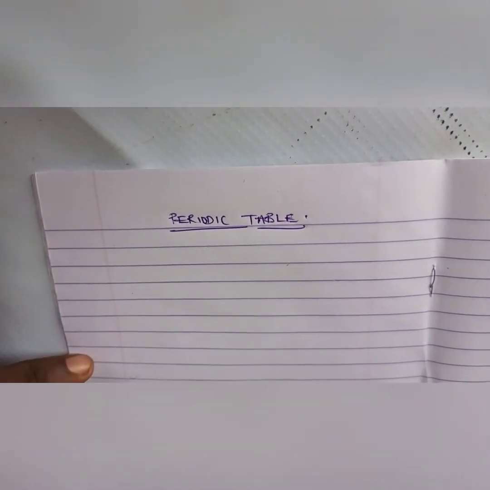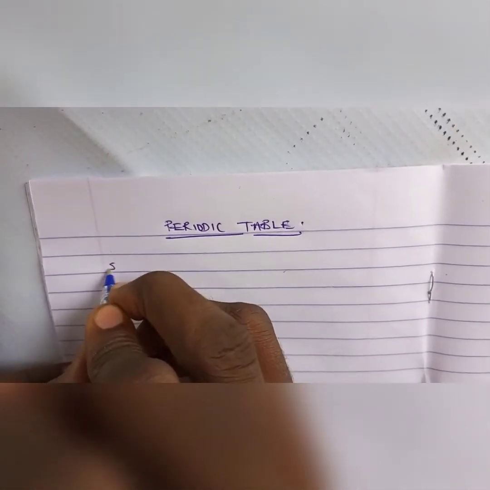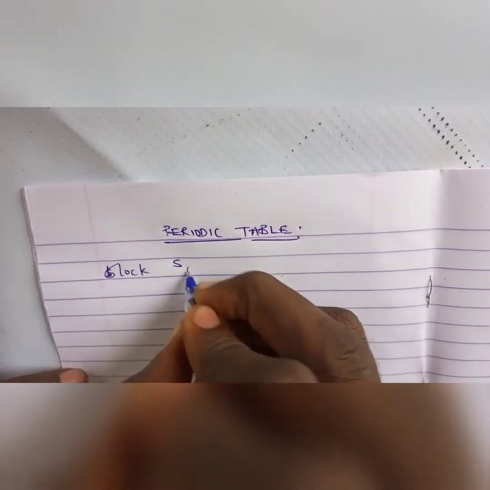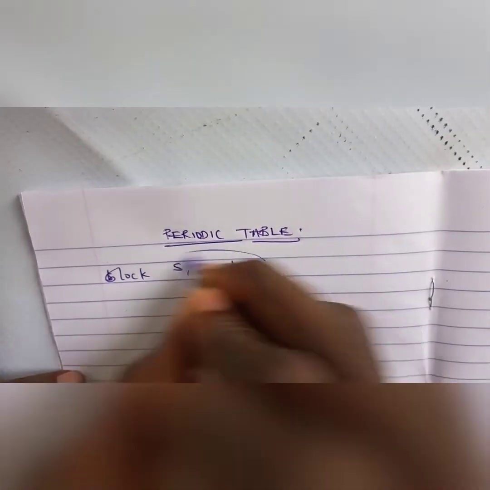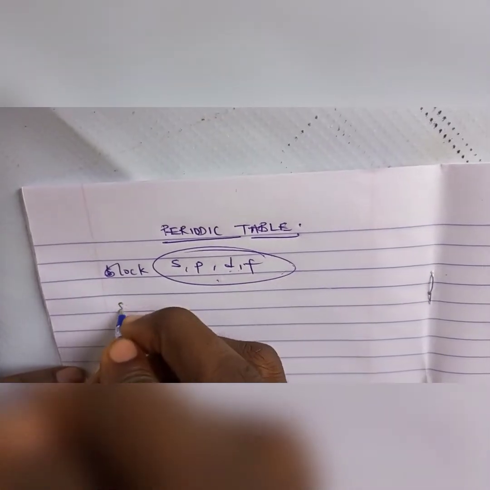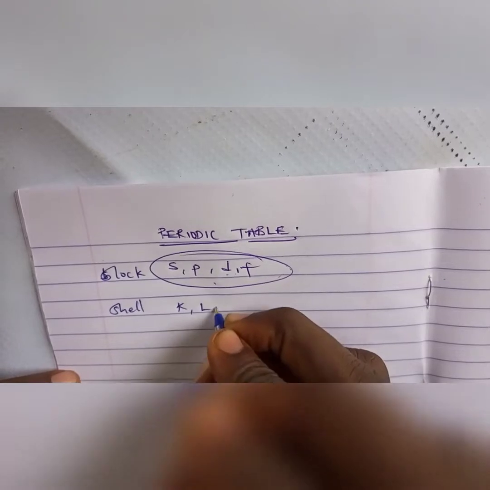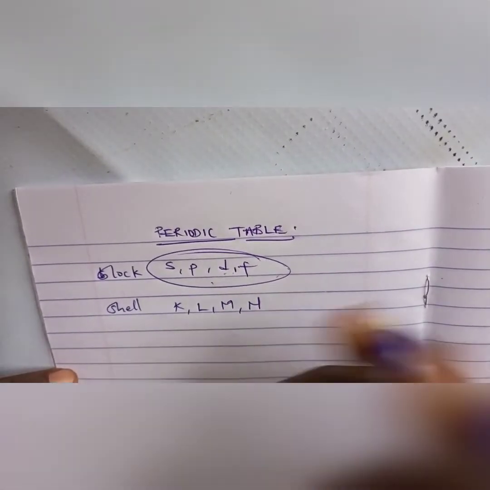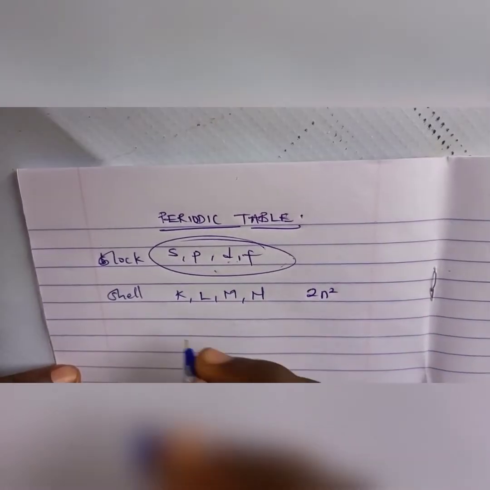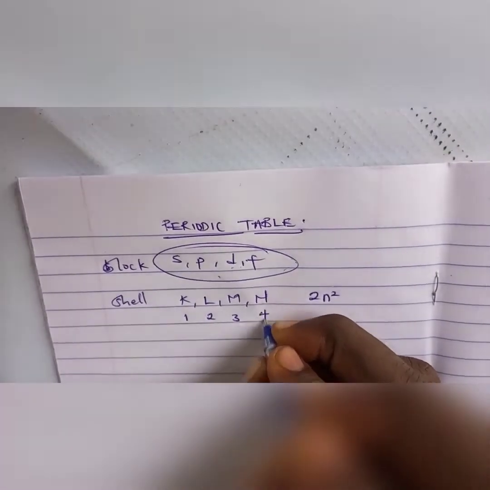So, in the periodic table, we have the blocks: the S, the P, the D, and the F block. These are the blocks we have in the periodic table. And if you talk about the shell, we have the K shell, the L, the M, the N, the O, and the general formula for that is 2n squared, whereby we place K as 1, L as 2, M as 3, N as 4.